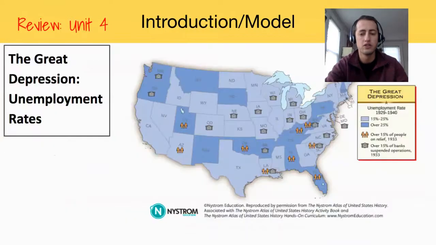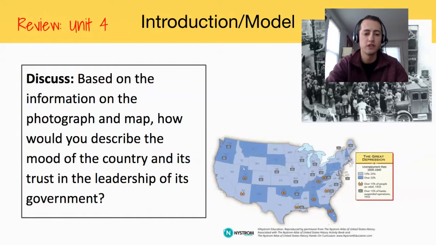So the bank runs and Great Depression unemployment rates give students a chance to describe what's going on in the country and what the relationship of the citizens of the country are to its government. This is going to be a great way for students to connect United States history to global history.